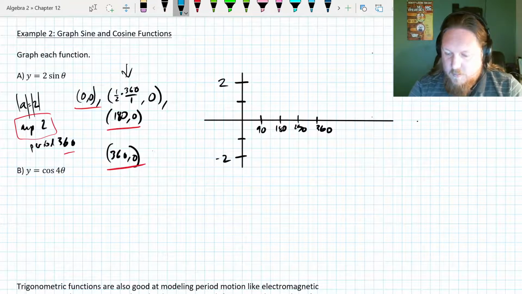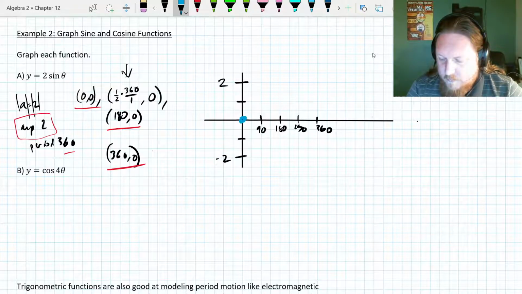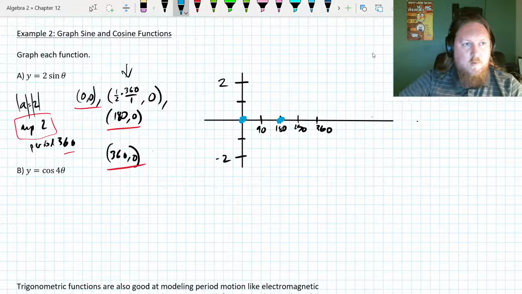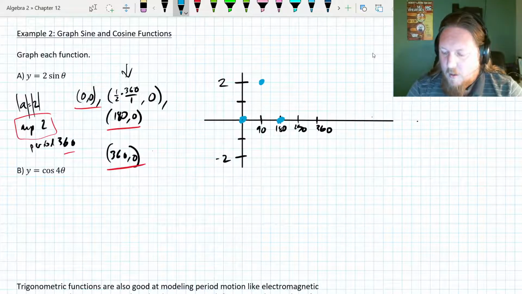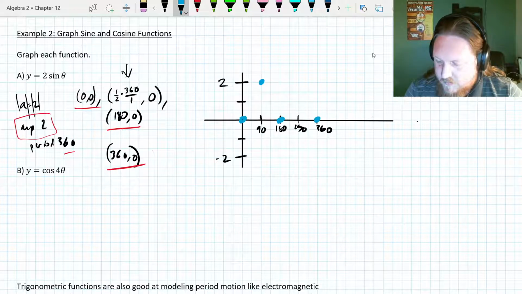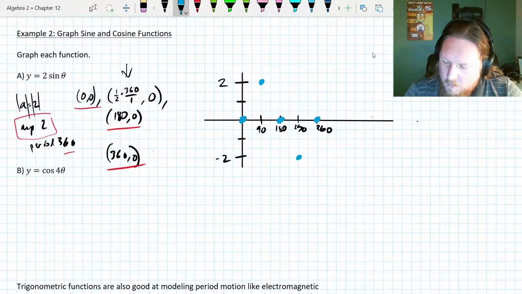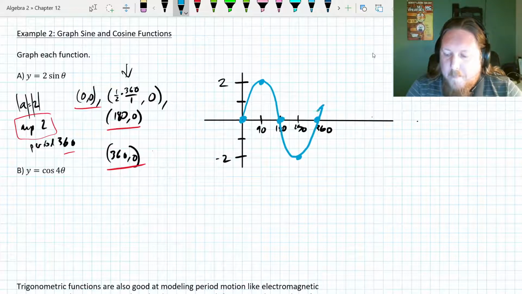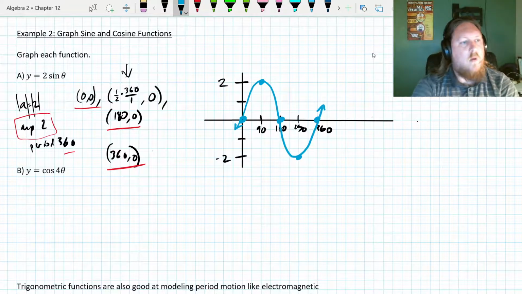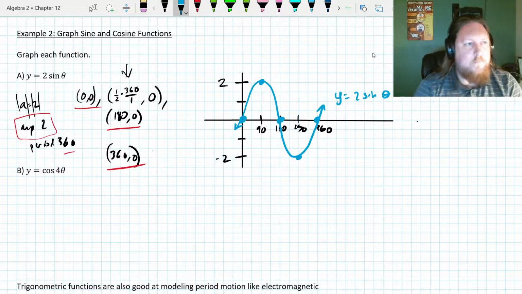Now I plot my points. I'll do it in blue. 0, 0. 180, 0. Which means in between those two, because the sine function goes up, I must be at the top there. And then the next part of the period is 360, and in between those, I must be at the bottom. Smooth out the line. And there we go. There's our graph of y equals 2 sine theta.